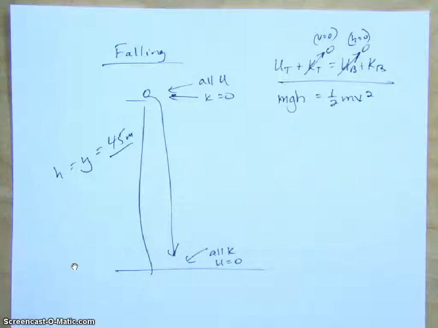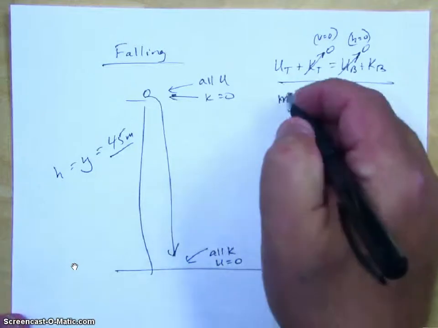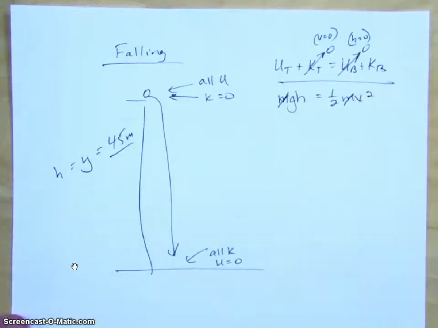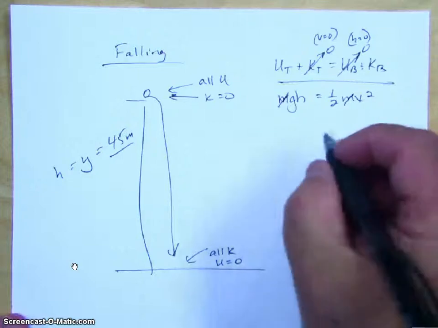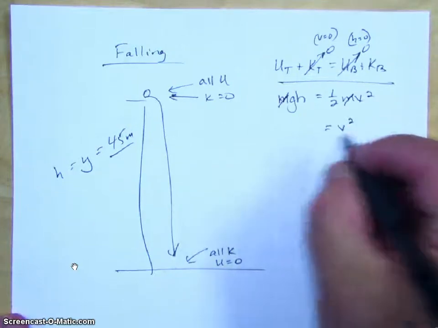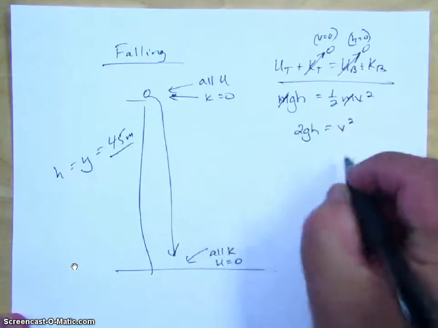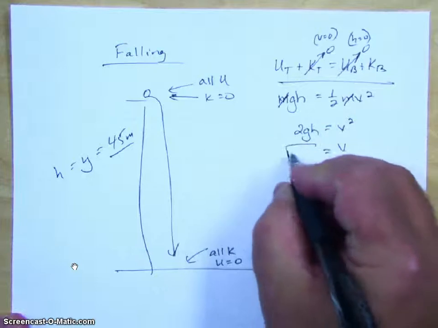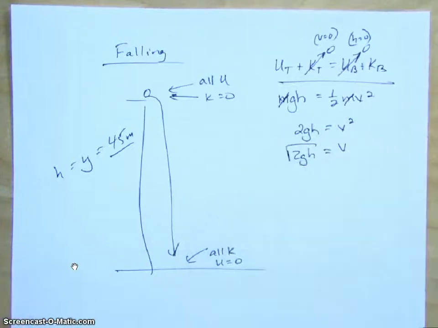Now, watch something neat that happens out of that. The m's disappear. And I'm going to get that V squared is equal to 2 times gh. So V would be the square root of 2gh. So that makes the numbers pretty easy to calculate if you want to go through and do that.